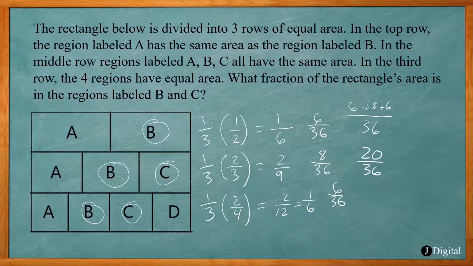We can have a 4 goes in each of these. So 20 divided by 4 is 5, and 36 divided by 4 is 9. So the total area that represents B and C is going to be 5/9 of the total area of the rectangle.